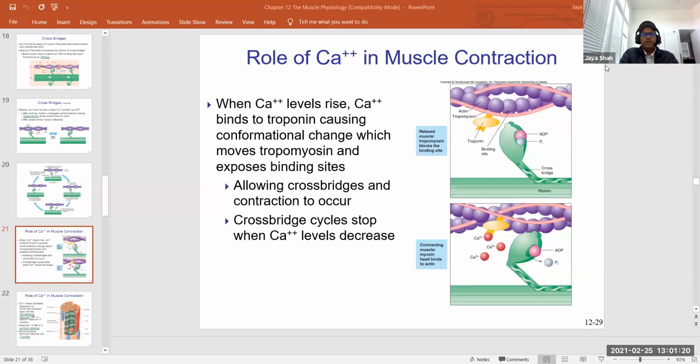And we will start with the role of calcium in muscle contraction. So when you contract your muscle, what are the requirements for the muscle contraction? So we need ATP, calcium ions, and nervous stimulation for the muscle contraction.